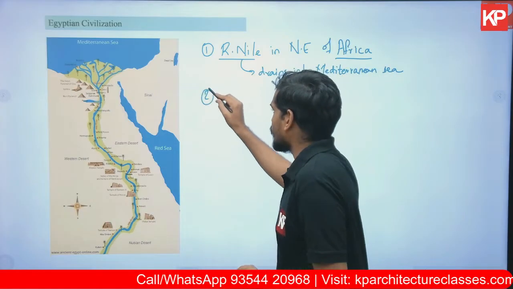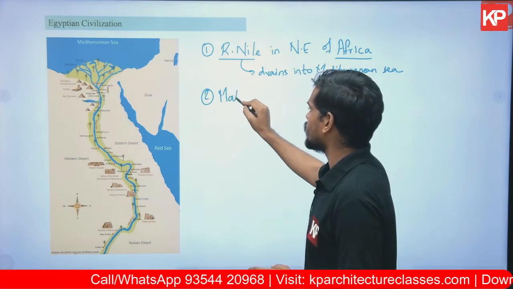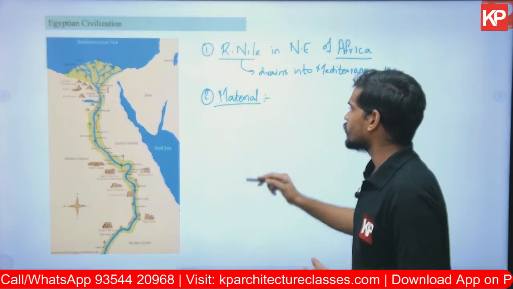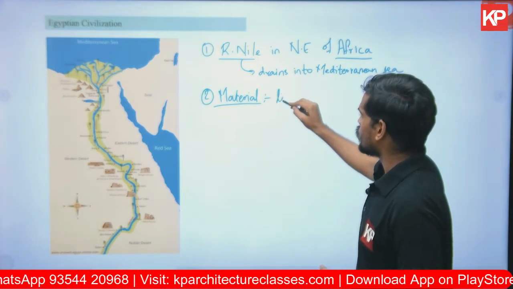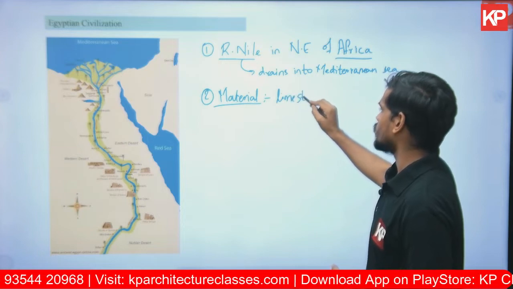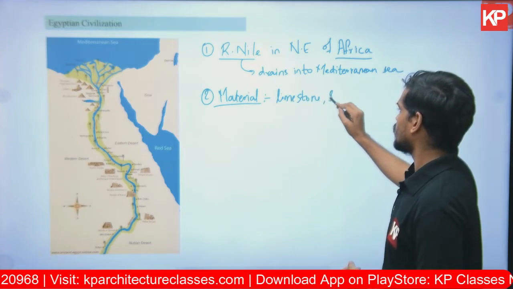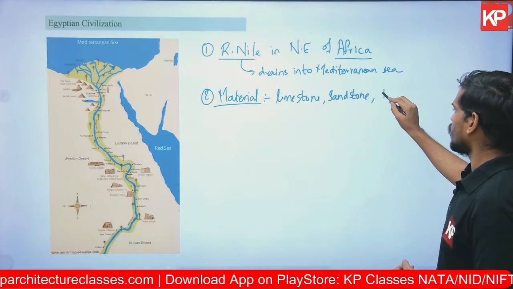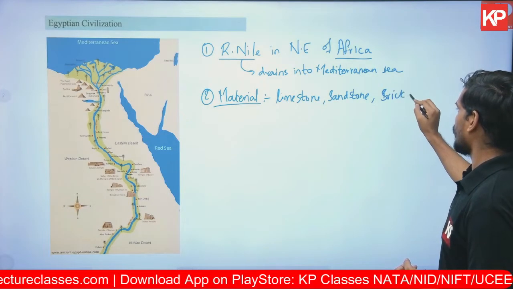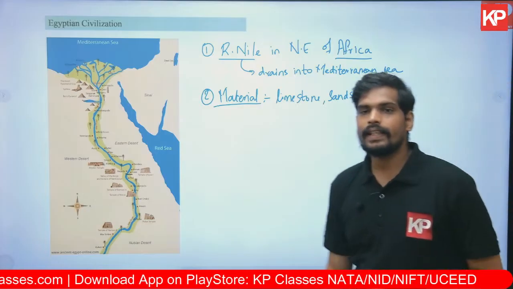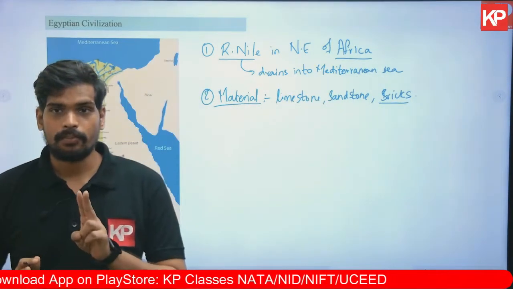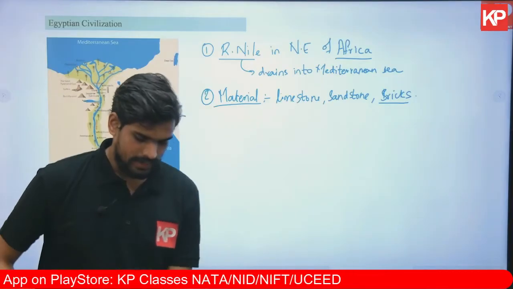So the second aspect, with respect to the material used in this civilization: remember the materials used include limestone and sandstone, which are types of stones, and also clay bricks. All three types of materials were used in construction in ancient Egyptian civilization. That is point number 2, the second detail about this civilization.